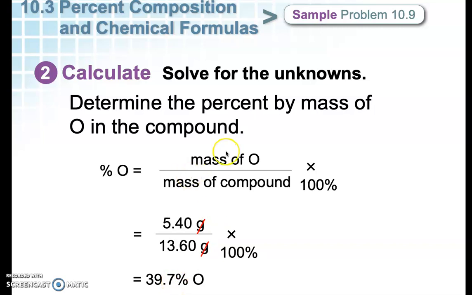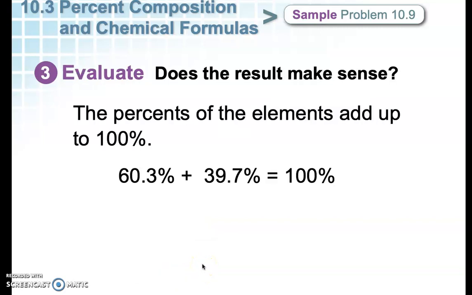Now for oxygen, it's the mass of oxygen, 5.40, divided by 13.6 times 100, don't hit the percent key, and you get 39.7%. So the two percents, when you add them up, equal 100. This is a common problem that we run across on occasion, but it's a good practice problem.